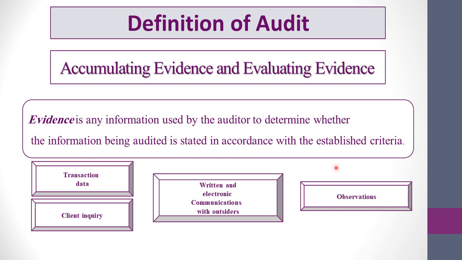What kind of information? Like electronic or documentary data about transactions, written and electronic communication with outsiders, observations by the auditor, oral testimony of the auditee, of the client. Okay, in chapter 4 we are going to discuss in more detail what is the meaning of evidence and what are the types of evidence. But here we should know that evidence is the backbone of the audit process.